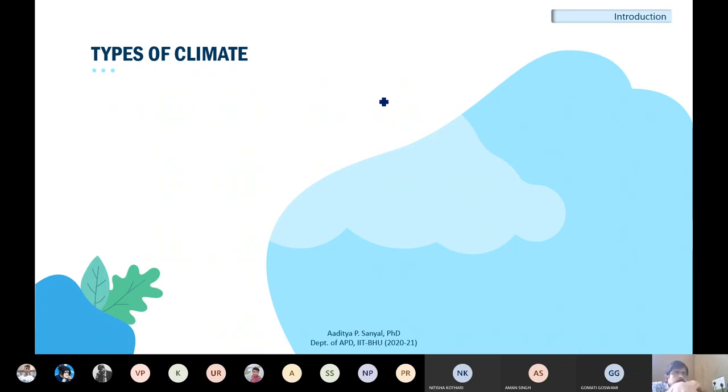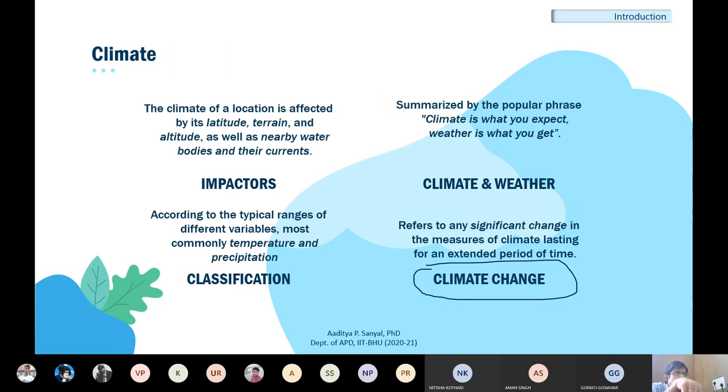So what are the different types of climate? We already figured out what the major factors are which determine your climate. Basically, the sun and the precipitation. Those are the different ways by which you name your climates. Out of all these factors which we saw here, latitude, terrain, altitude, everything, which one is the major factor which determines your climate? Latitude.